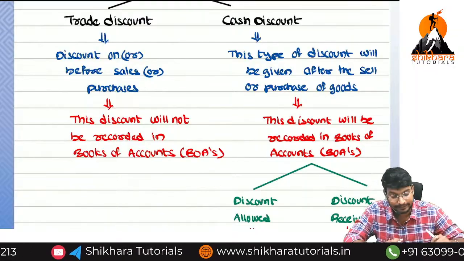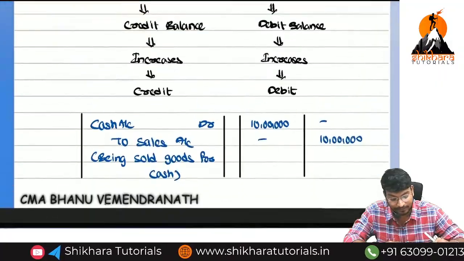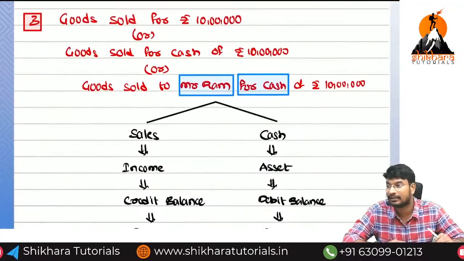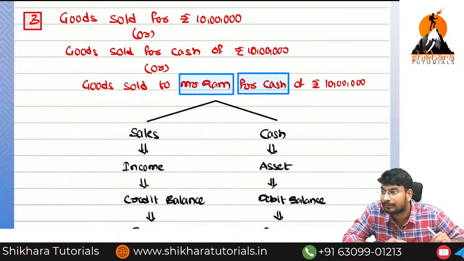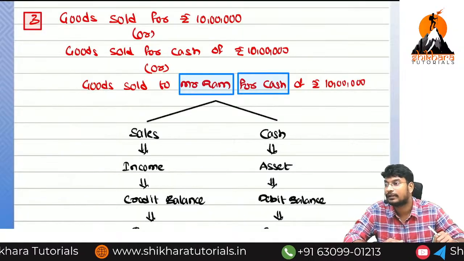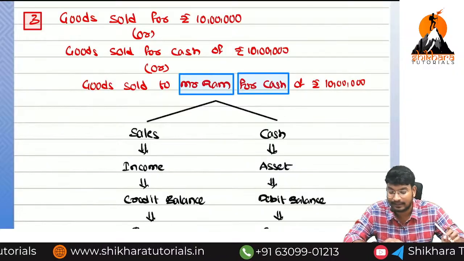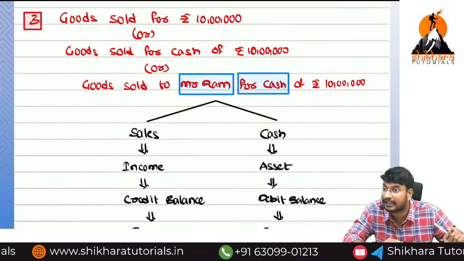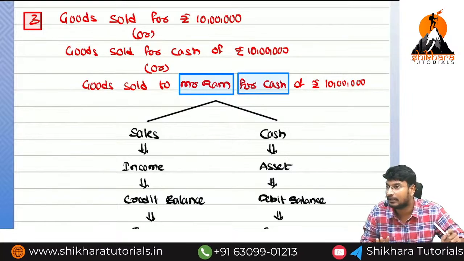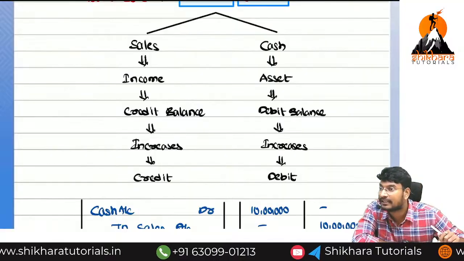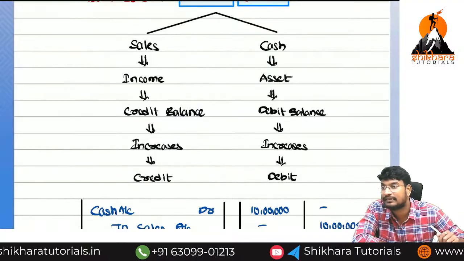Okay, guys. In this class, we have completely discussed which topics? Third journal entry. What is the third journal entry? Goods sold for cash, or goods sold for rupees 10 lakhs, or goods sold to Mr. Ram for cash. These three transactions are similar. What are the two accounts? Sales and cash. Sales is an income or expense? Income. Which balance? Credit balance.